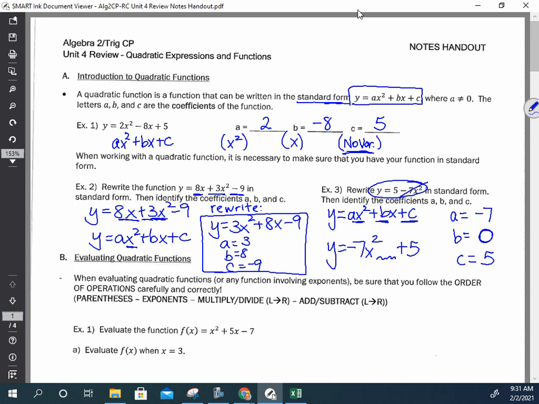So if A is missing, B is missing, or C is missing, they're zeros. Any questions, examples 1, 2, or 3? So first thing, you've got to know how to put it in standard form. You've got to know how to identify A, B, and C.